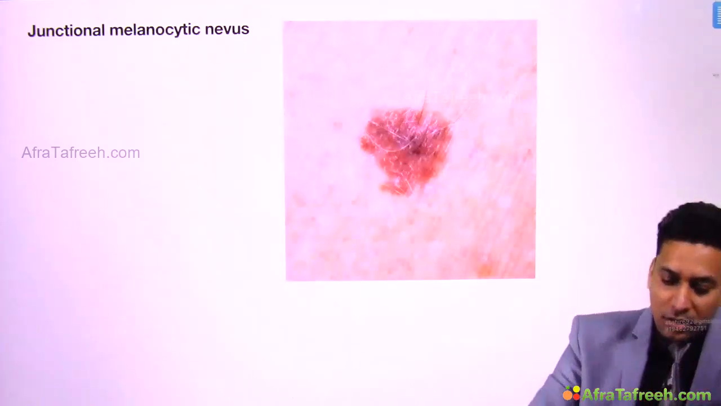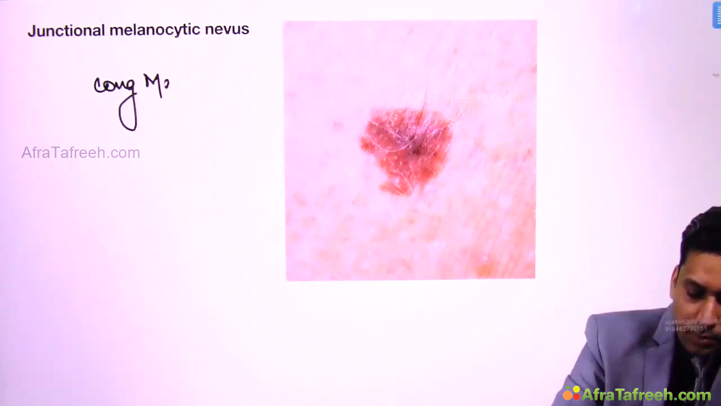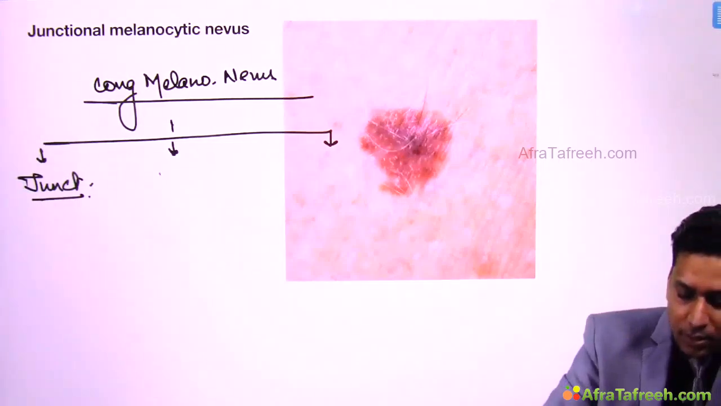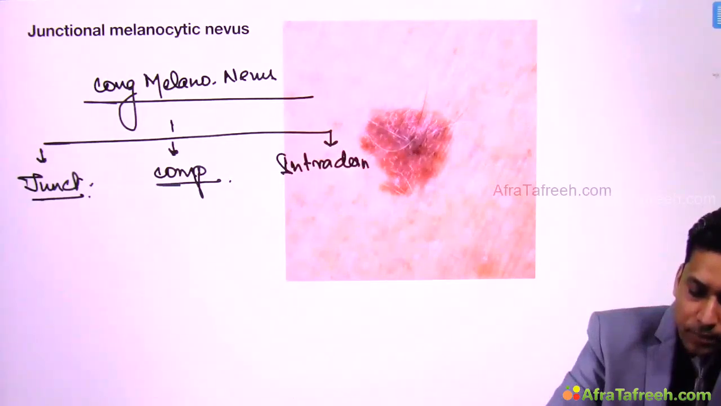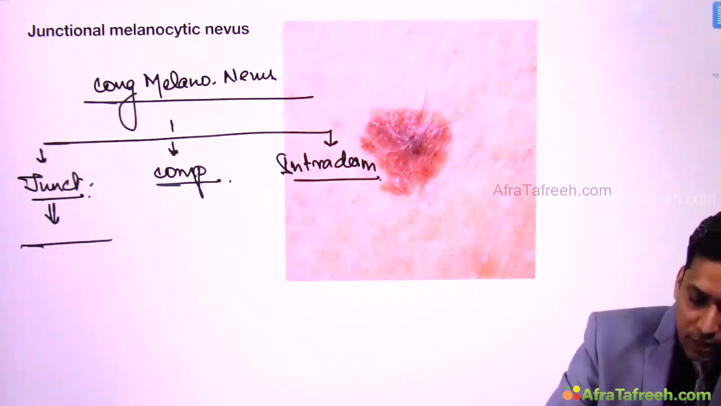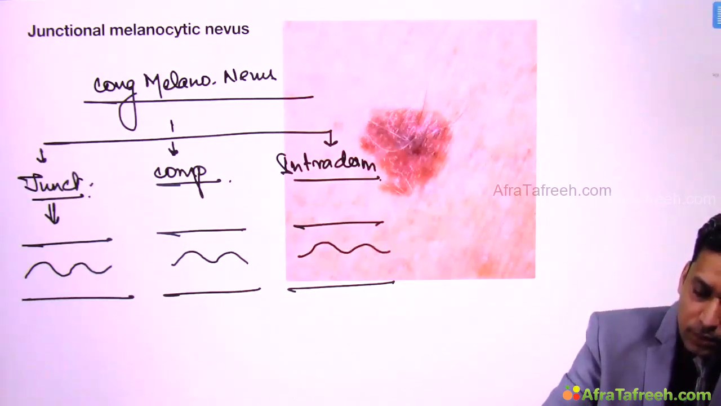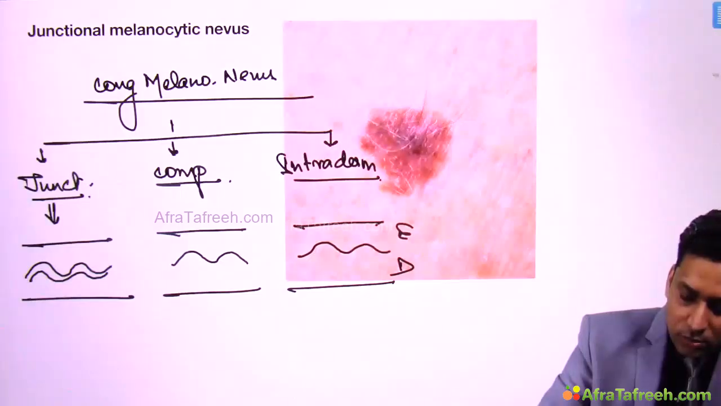Then there are few congenital melanocytic nevus. Okay, so congenital melanocytic nevus can be divided into 3 types. They can be junctional, they can be compound, or they can be intradermal. Junctional, if this is the cross section of skin, this is epidermis and this is dermis, we know that in between is dermoepidermal junction.